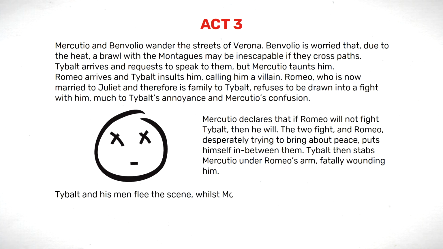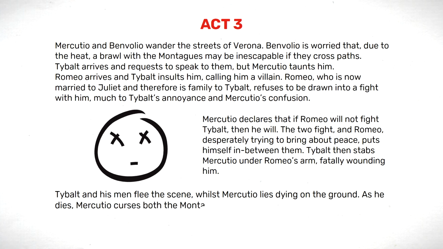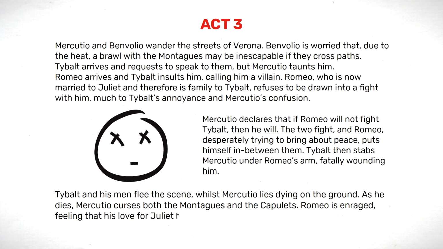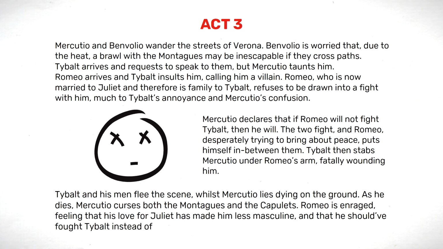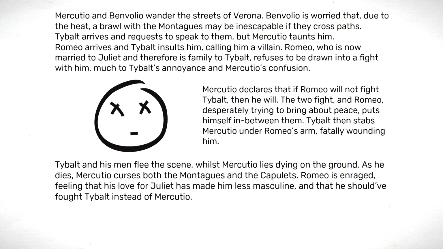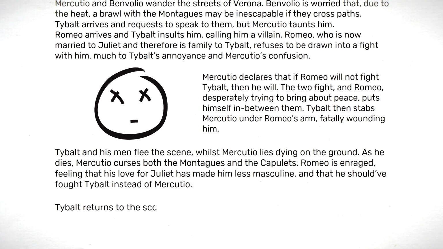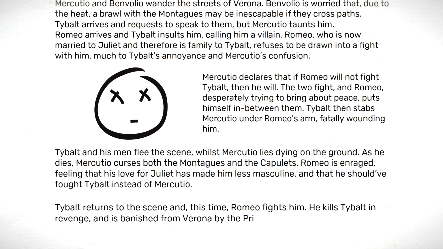Tybalt and his men flee the scene, whilst Mercutio lies dying on the ground. As he dies, Mercutio curses both the Montagues and the Capulets. Romeo is enraged, feeling that his love for Juliet has made him less masculine, and that he should have fought Tybalt instead of Mercutio. Tybalt returns to the scene, and, this time, Romeo fights him. He kills Tybalt in revenge, and is banished from Verona by the prince as a result.